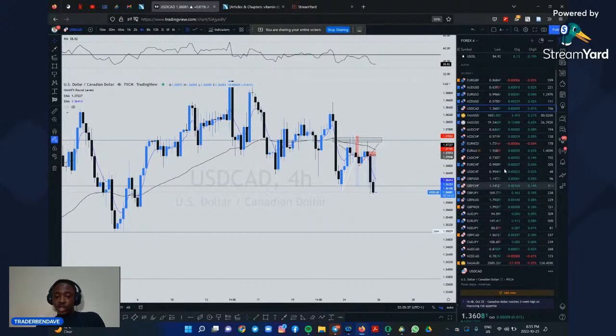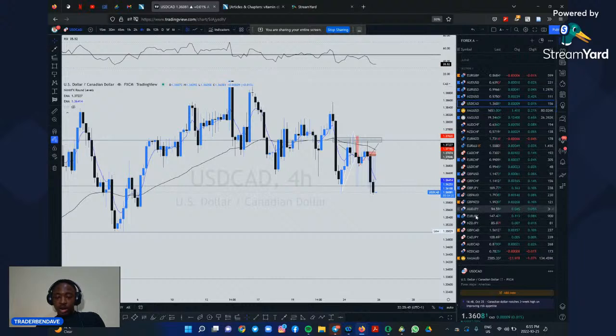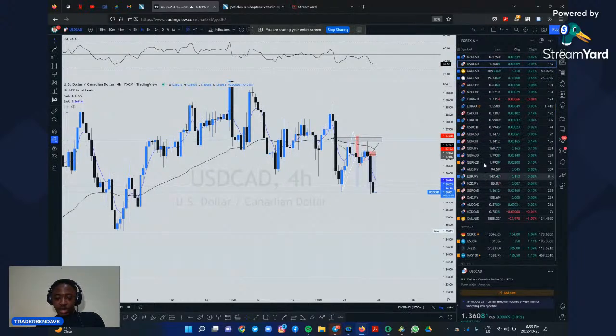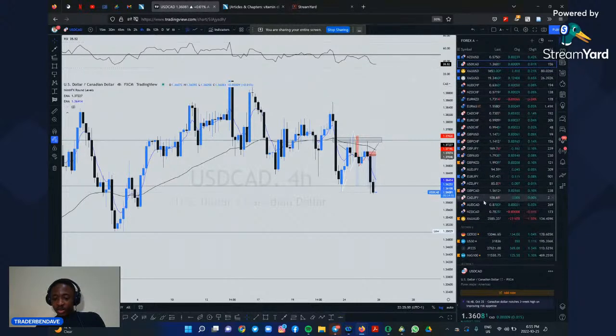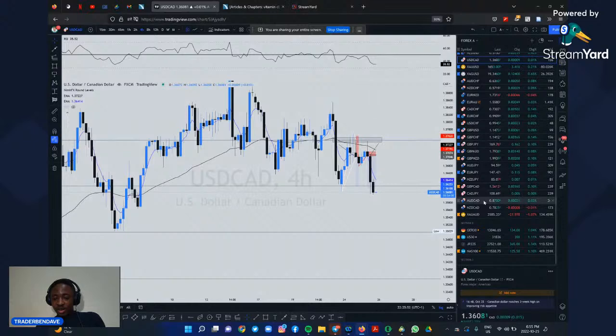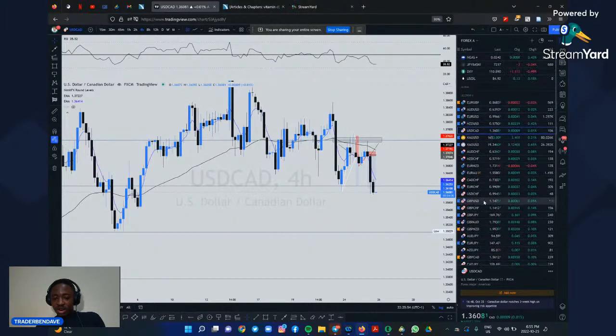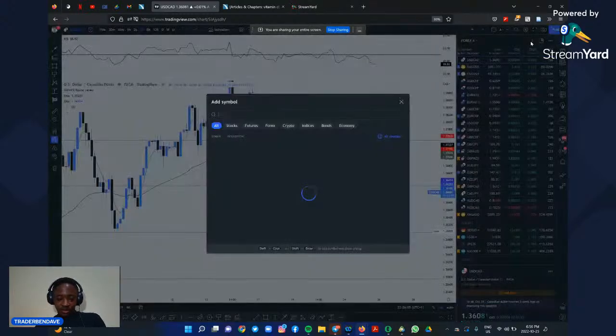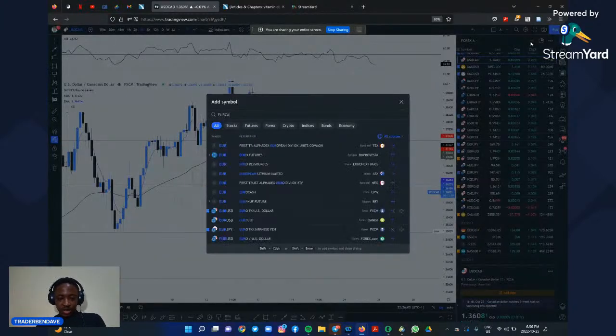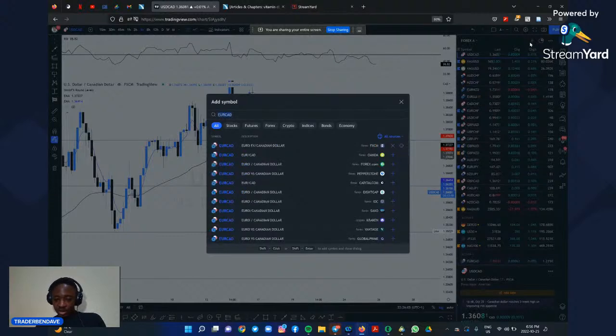So on Sunday, another pair that I talked about was Euro card. We're looking at a short on Euro card, but that setup has still not moved yet. So where is Euro card on my list? I can't find Euro card here. All right, let me add Euro card. I'm sure I had Euro card there because I looked at it on Sunday. I meant I've taken it out.